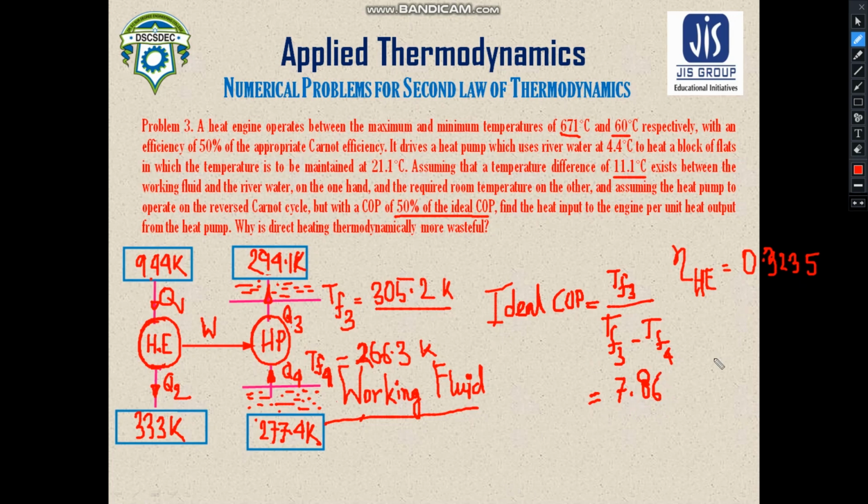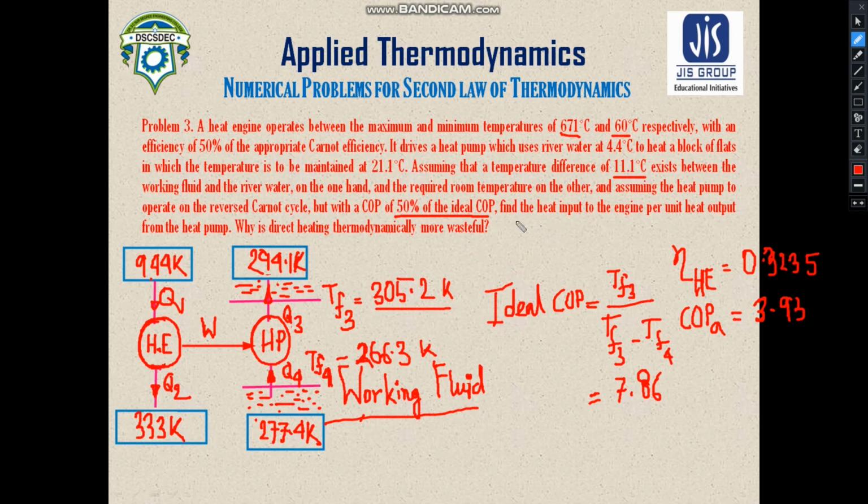Okay, so now the actual COP. So here I would write the actual COP. It is half of the ideal COP. So it is very simple. It would be 3.93. Very simple. So now we have found out the ideal COP.